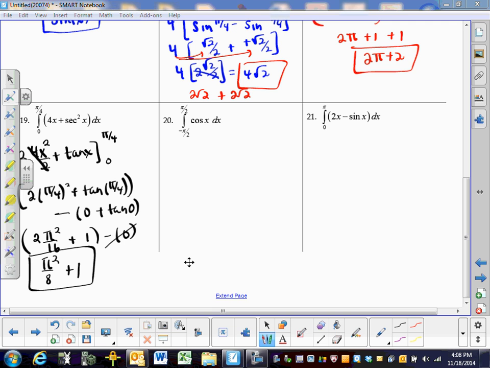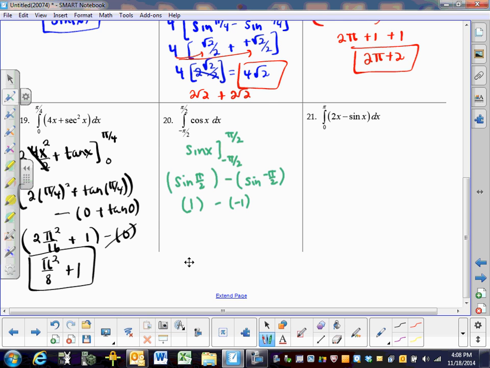Going backwards from cosine, remember, is positive sine. From negative pi over 2 to pi over 2. So it's top minus bottom. So that's 1 minus a negative 1. So we get 2. Again, be very careful in this type of situation without your parentheses, or if you're not cautious with your arithmetic. I see a lot of students inadvertently write 0 for an answer like that.